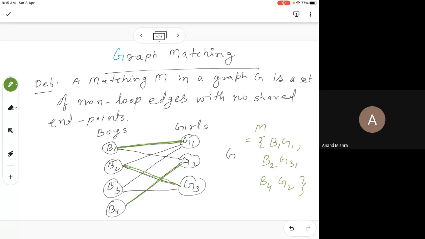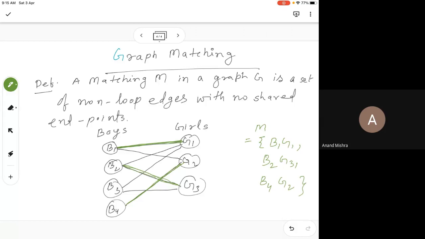So this is one particular match, right? It's not like this is the only match possible in this graph. There can be more matches, but this is one particular match: B1 G1, B2 G3, B4 G2. You can also find many other matches, like B1 can be tied to G2, so B1 G2 can happen, right? And then B2 can tie to G1, so B2 G1 can happen, and so on and so forth. So there can be multiple matches. This is one of the matches.